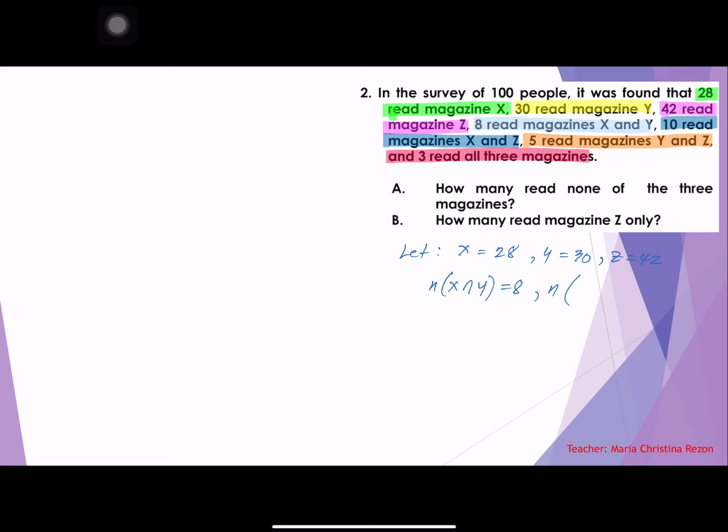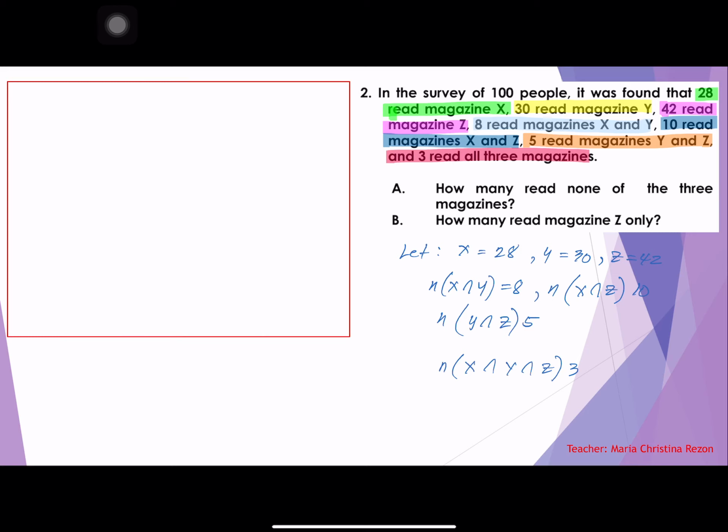and X intersection Z, that gives you 10, and then N of Y intersection Z gives you 5. And then your N of X intersection Y intersection Z is 3.